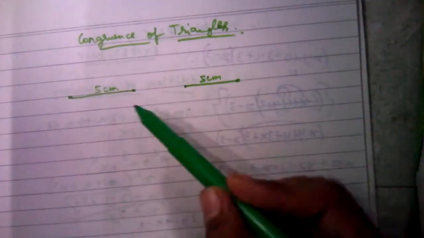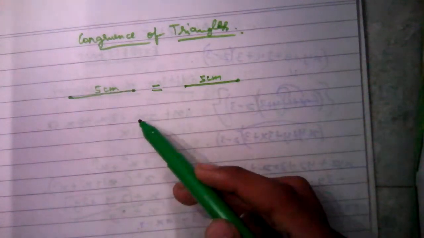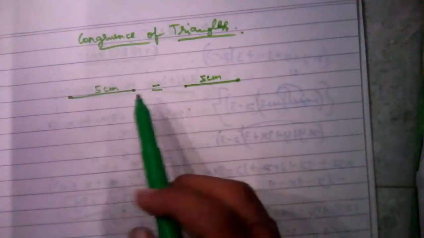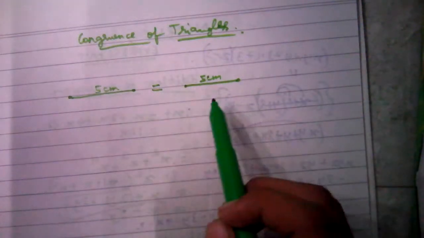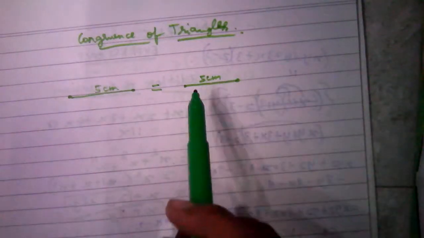and congruence means that these two are congruent to each other. That means they are similar, right? They are not bent or curved or anything else, they are similar, and they are equal in length. So these two figures are congruent to each other.